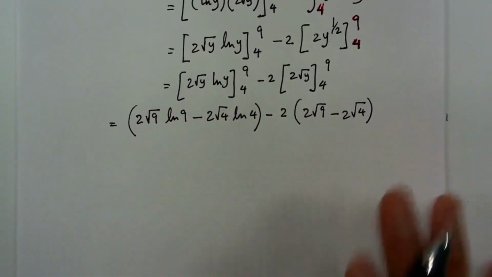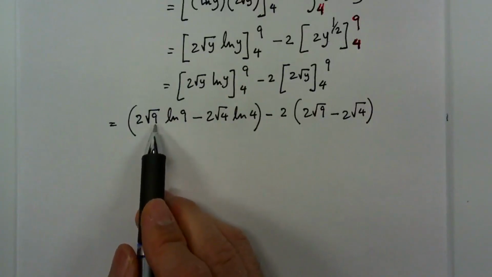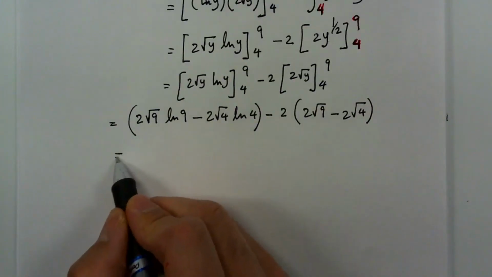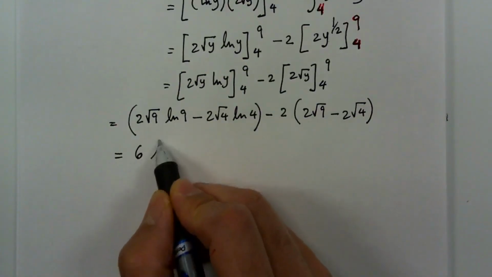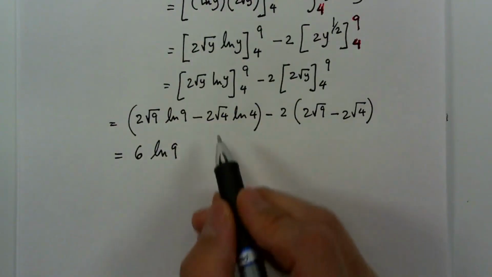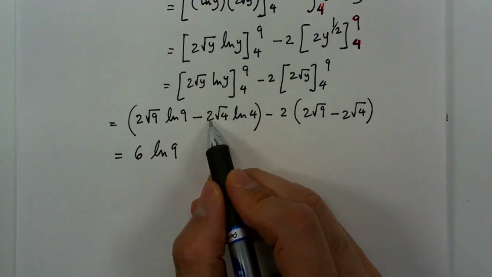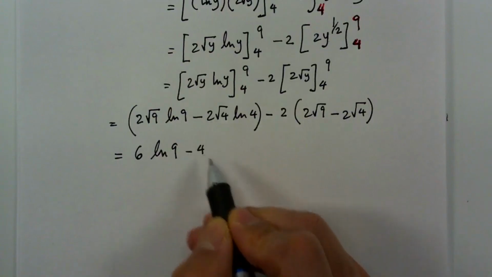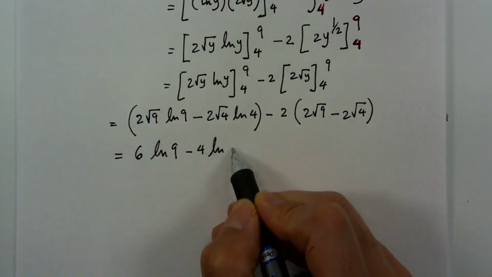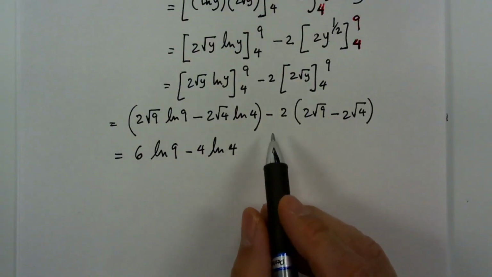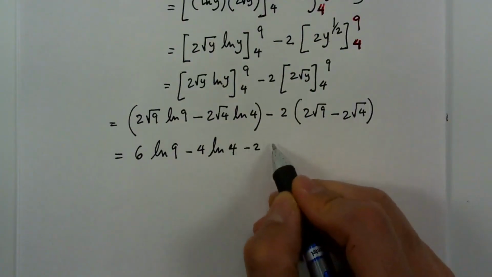So then what do we have? We have square root of 9 is 3, times 2, that's just 6. 6 times natural log of 9. Square root of 4 is 2. 2 times 2 is 4, minus 4 times natural log of 4. And then we have a minus 2 outside here.